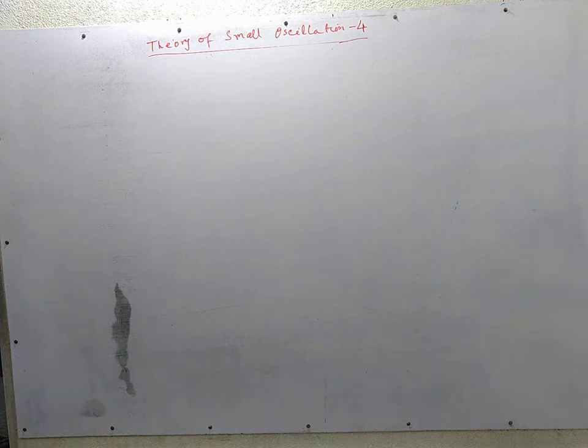Fourth lecture on the theory of small oscillation. In the first two lectures, we introduced the subject of small oscillation, what we mean by small oscillation, and emphasized the stability analysis for systems having 1, 2 and 3 degrees of freedom. In the last lecture, that is the third lecture, we started formulating the general theory of small oscillation using generalized coordinates. Before going to today's topic, let me recapitulate what we did in the last class.